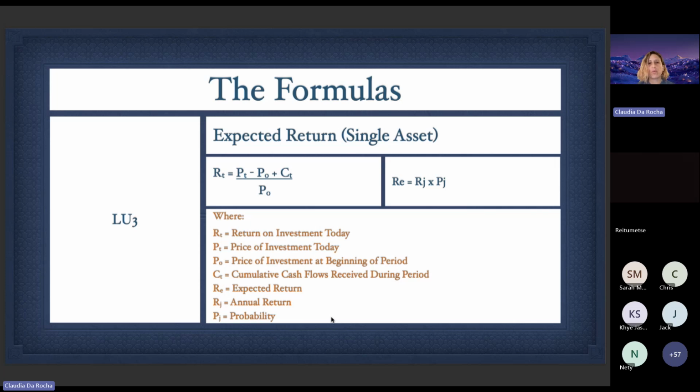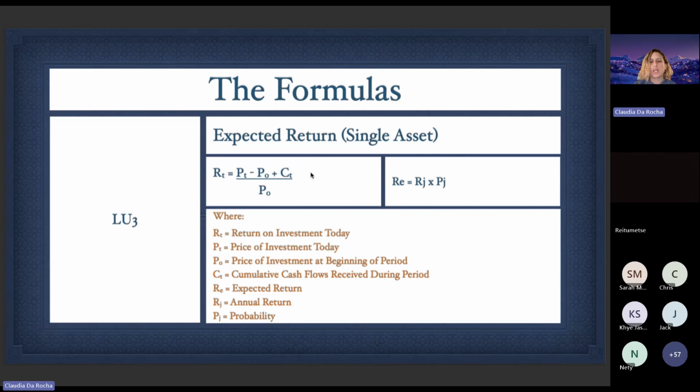So the first formula that we have is your expected return, specifically for a single asset. There's 2. The one on the left is your return on investment, and the one on the right is your return when there's a probability. Okay, so either one of these can be asked. The one that is mostly used is the one with probabilities, where they actually give you a range of different outcomes and the likelihood of that being achieved.